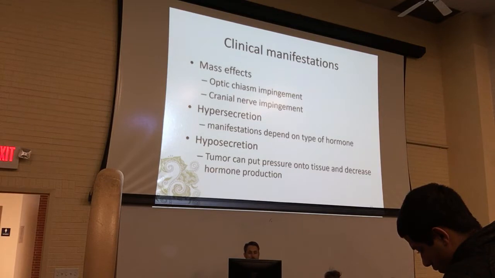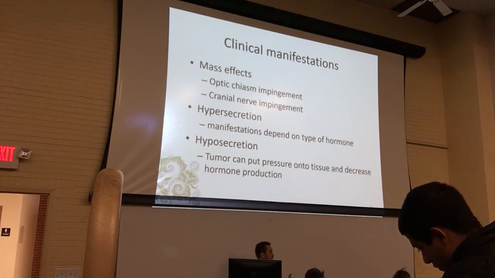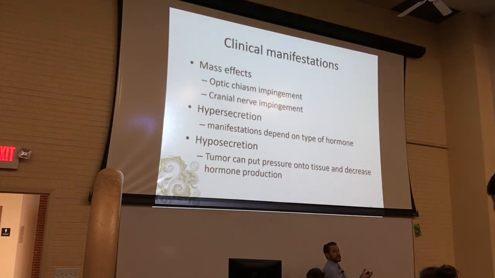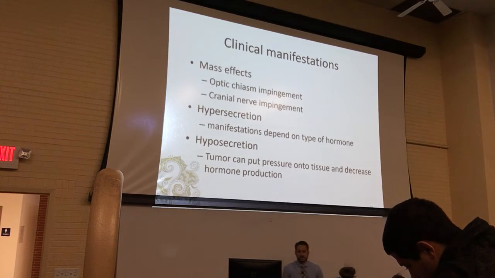Hypersecretion. The hypersecretion would be dependent upon the hormone, on how it's going to manifest. Same with the hyposecretion. In the hyposecretion, we talked about this earlier, the tumor could grow to a size where it's putting pressure on the functional part of the tissue, and now the production of hormone actually decreases.